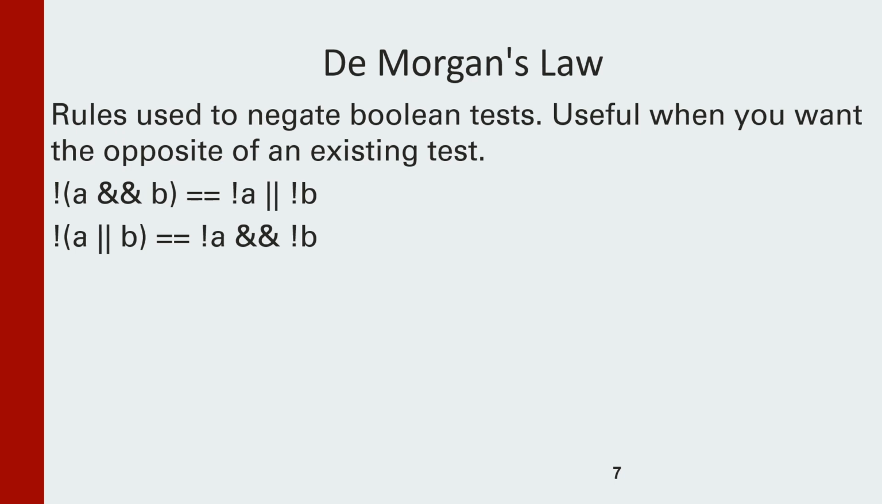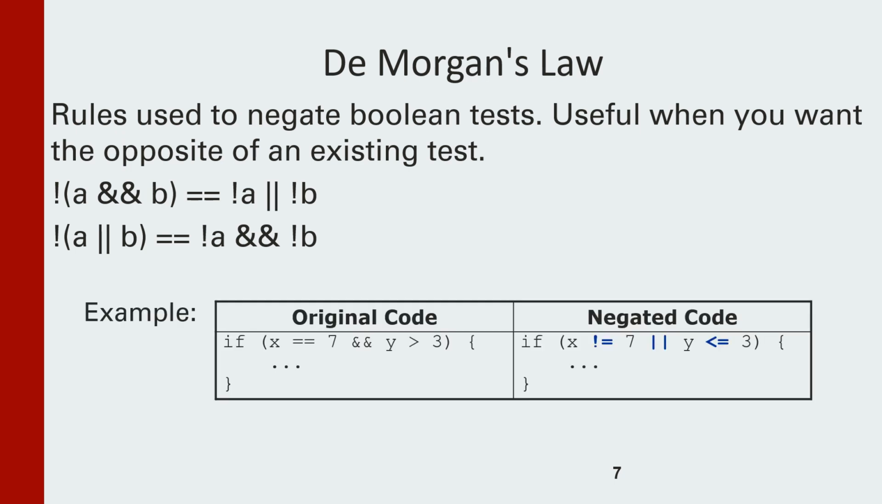Let's look at an example. If you had, for example, if x is equal to 7 and y is greater than 3, you can negate this whole thing and make it if x is not equal to 7 or y is not equal to 3. And so that may be in some cases easier to read than doing a not around the whole thing.